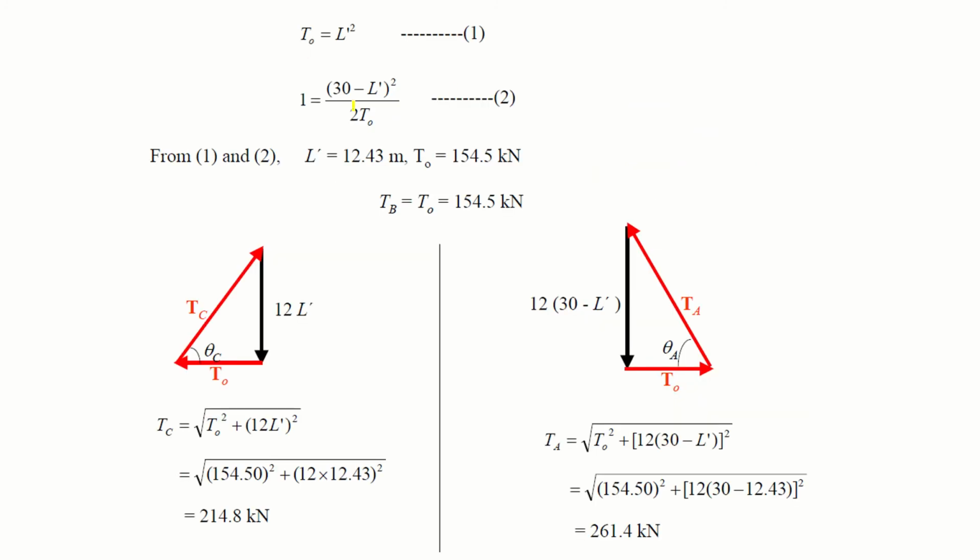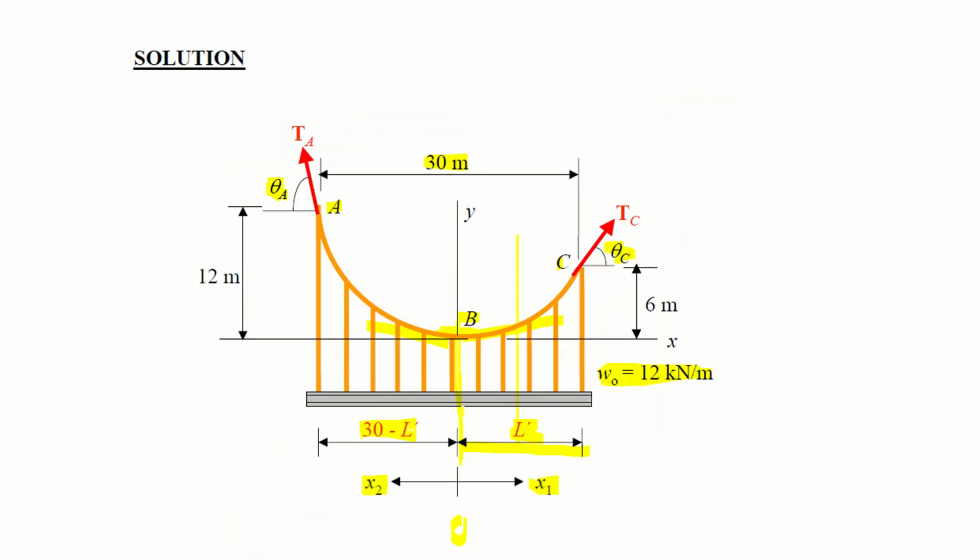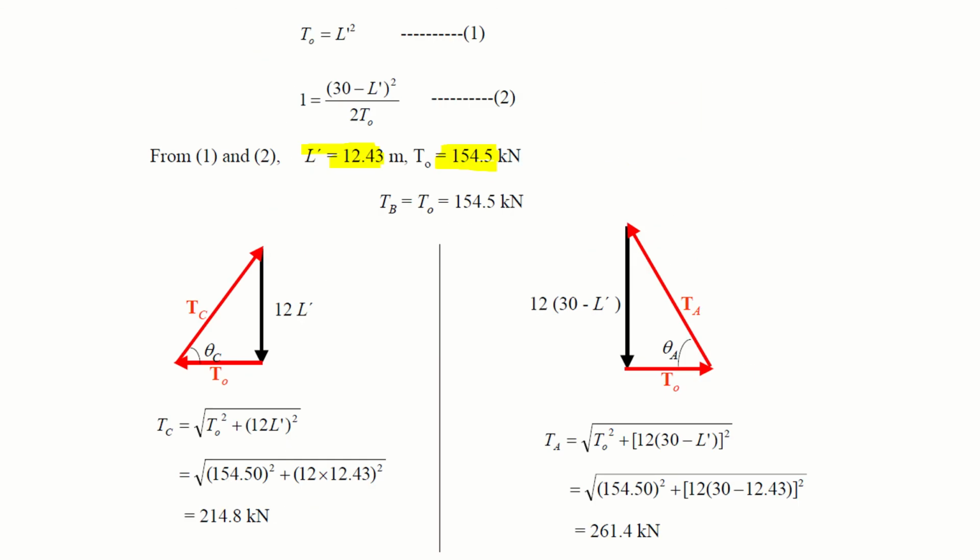You can easily solve them and find the values of L dash, which is equal to 12.43 meters, and T naught, which is 154.5 kilonewton. So this length is 12.43 and the remaining, 30 minus 12.43, is this length, this horizontal projection. And you know T naught at this point, what is the value of tension? This is 154.5 kilonewton. So at point B, your tension in cable is 154.5 kilonewton.